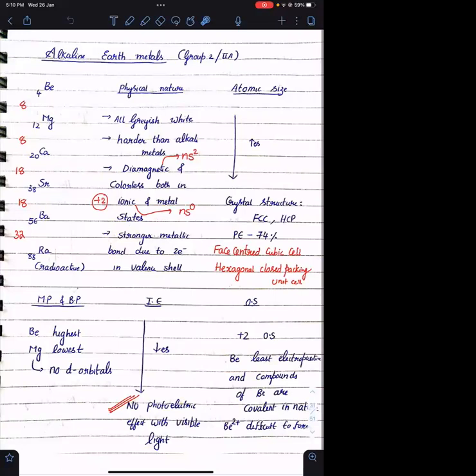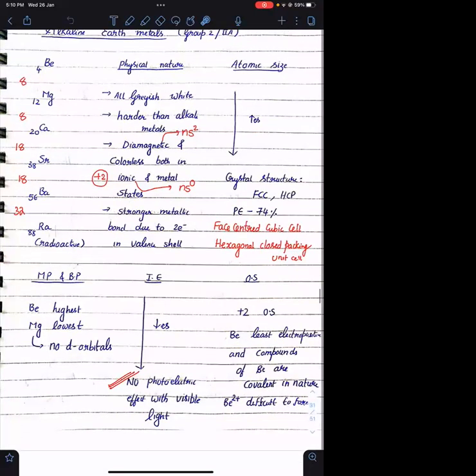The metallic bond strength in this particular case, group 2 elements, is stronger because you have 2 valence electrons. In case of group 1, you have only 1 valence electron. The more electrons participating in the metallic bond, the higher the metallic bond strength. In this case also, we can consider beryllium to be harder and all the others to be soft. And down the group the softness increases. Atomic size down the group increases.